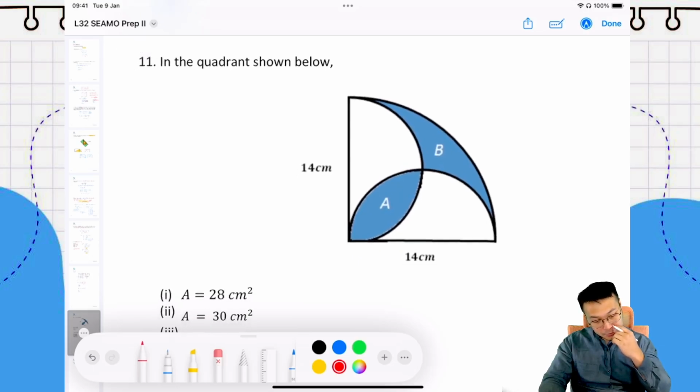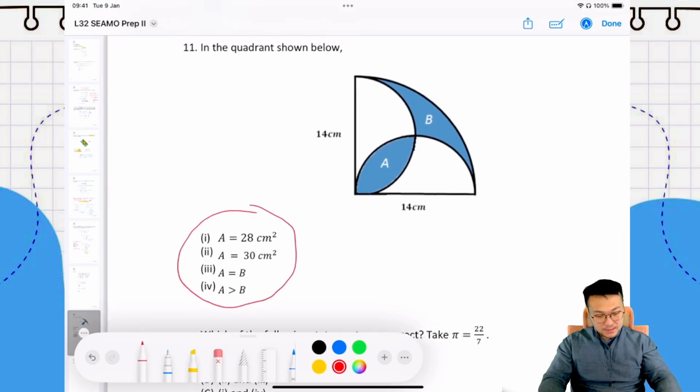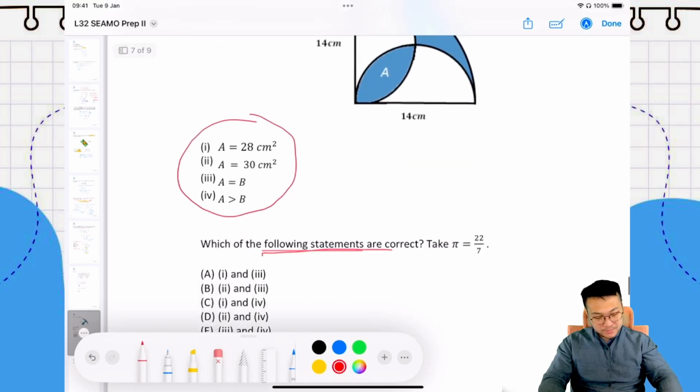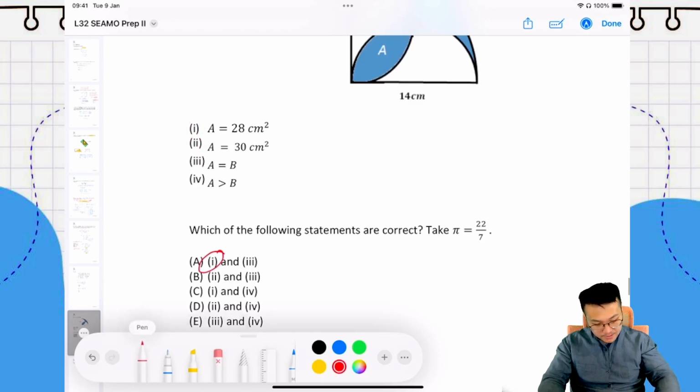In the quadrant shown below, you have a big quadrant. You have 2 semicircles and you have some shaded parts. They are giving you some statements here, and they're asking you which of the statements are correct. So you can say that maybe this and this are correct. If you think that is correct, then you're going to select the answer A. Or if you think that statement number 2 and statement number 3 are correct, then you'll select the answer B. So this is how the question works.